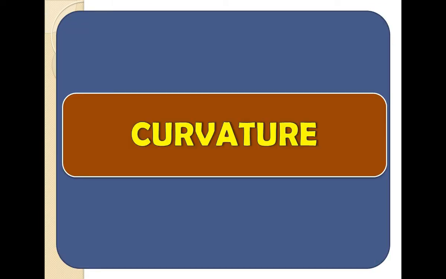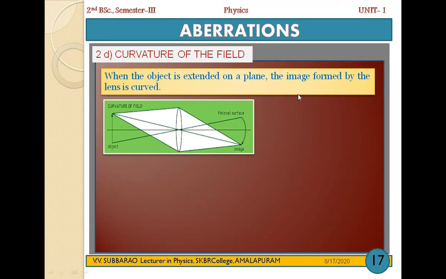Curvature. This is another type of monochromatic aberration that we observe in our daily life. When the object is extended on a plane, the image formed by the lens is curved. Till now we have discussed point objects and formation of images by lenses. But in our daily life, generally we use lenses to produce images of several planes.